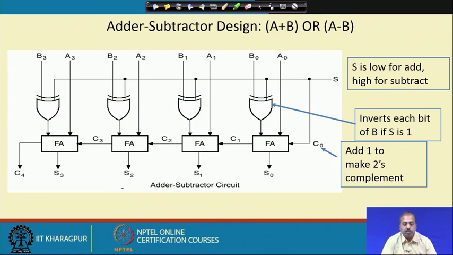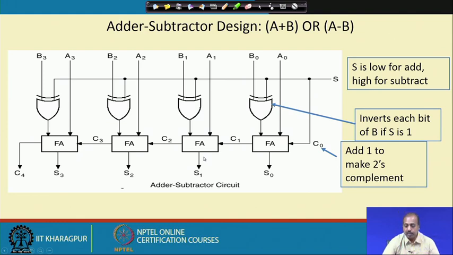So, this is the adder-subtractor design, A plus B or A minus B. Either of them can be done. Here S is a control. S is low for addition and high for subtraction. If S is low, C0 is 0. These XOR gates will have the S input as 0, so they will pass the inputs as they are: B0 will be passed here, B1 here, B2 here and B3 here. So, this will do the simple addition.